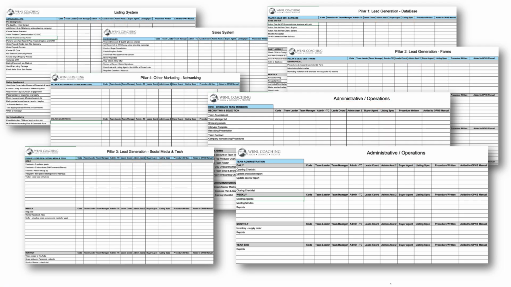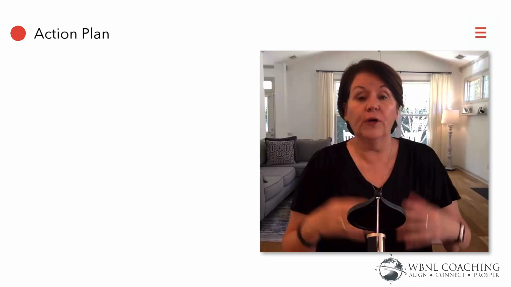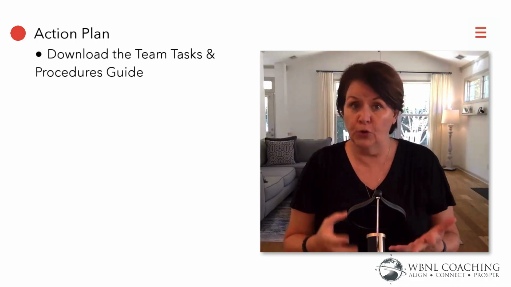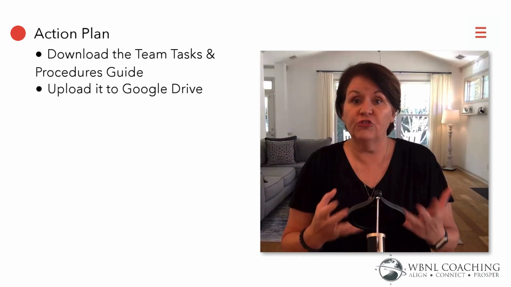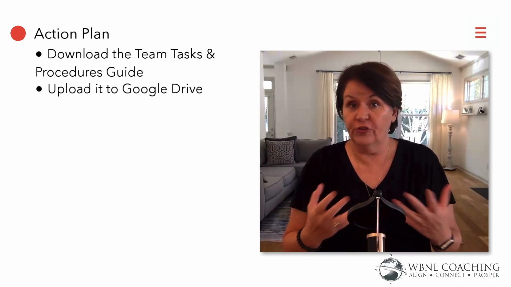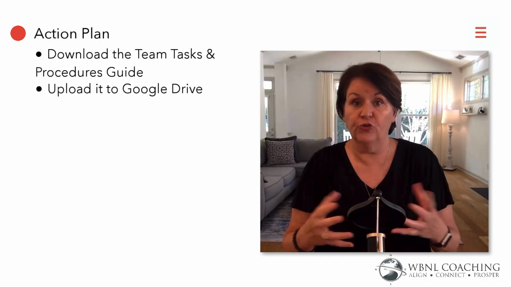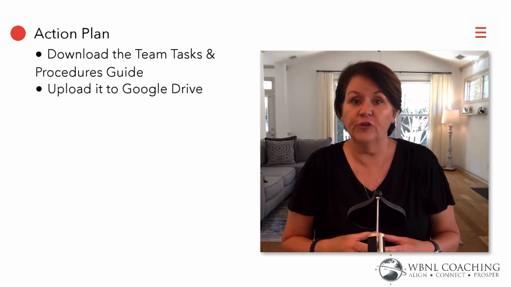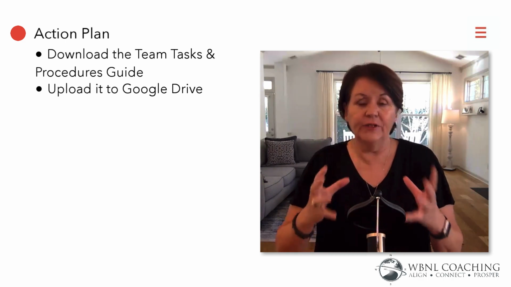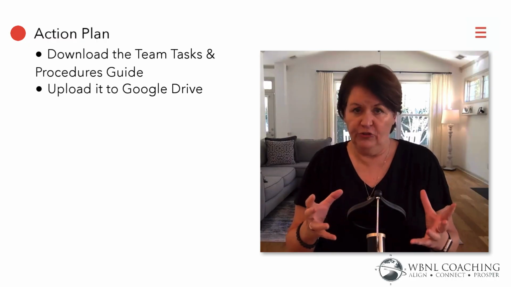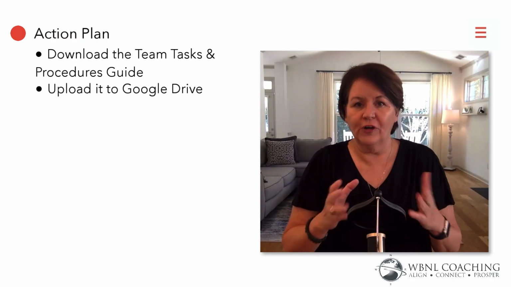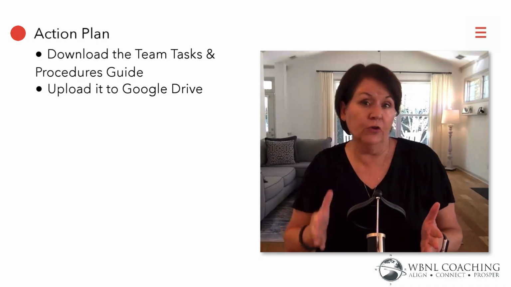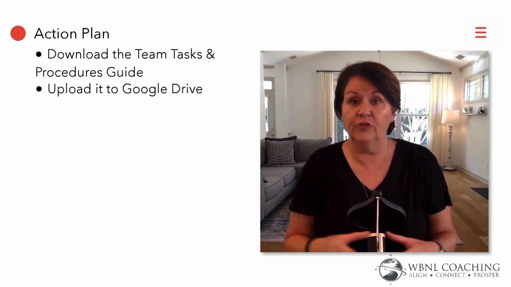All right, so here's your action plan. This is what I'm going to recommend that you do. Go ahead and download that team task and procedures guide. Then I recommend uploading it to a shared collaborative software that you're using, like we use Google Drive. Especially if you have an assistant or you're working with someone else to do this, because you want this to be a living, breathing document. It's a spreadsheet right now, but what it's going to help you do is start outlining your procedures and create a very easy way to cover all those areas I just went through, all those tabs across the bottom.